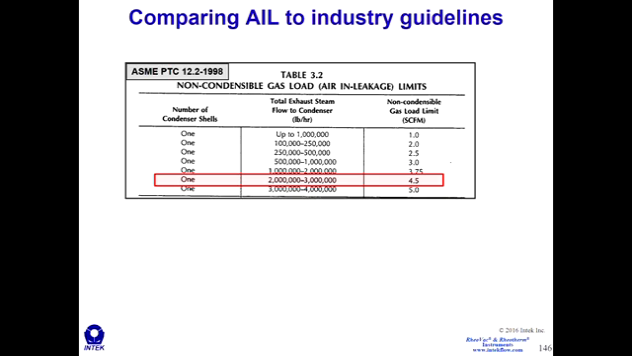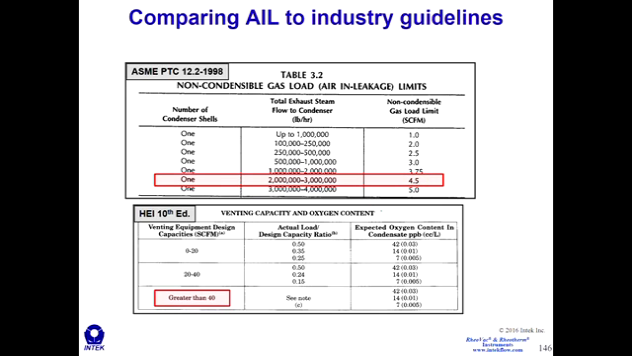If you compare this to industry guidelines, in the Performance Test Codes 1998 version, a unit of this size with this amount of flow rate, that's what this unit had, they recommend that this unit should only operate with 4.5 SCFM, only 4.5. But now this condenser can operate with almost 100 SCFM with very little excess back pressure.